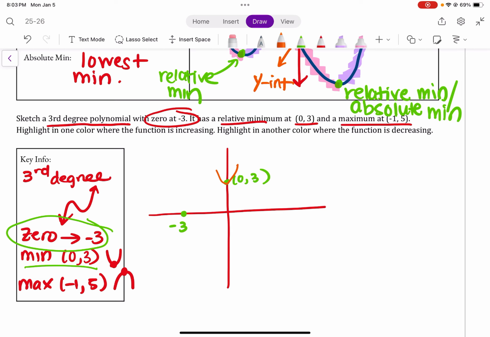And then we have a max at -1, 5. So -1 is going to be in between the -3 and that 0. So -1, 5, I'm going to say is somewhere up here. It just has to make a little bit of sense. And it's a maximum, which means it's going to be the upside down U. Now you can see everything coming together. It's not expected to be perfect, but you are expected to sketch it like this. At this point, you're doing practice in your packet. There's no Delta Math for this part yet, and then you're going to watch the second video.